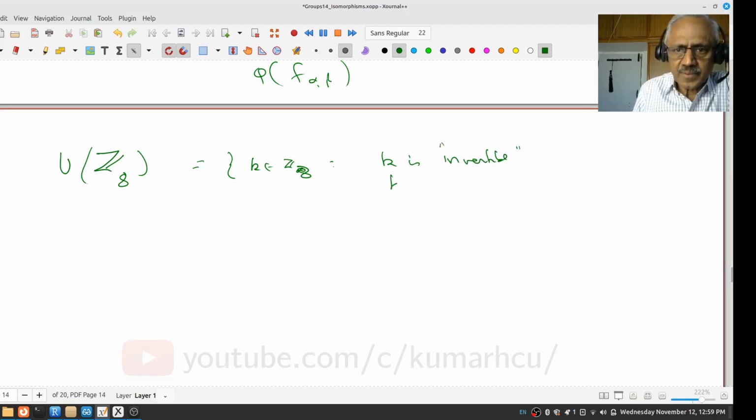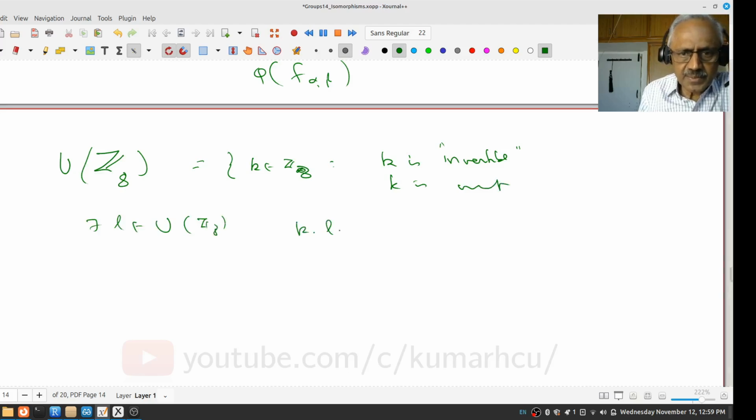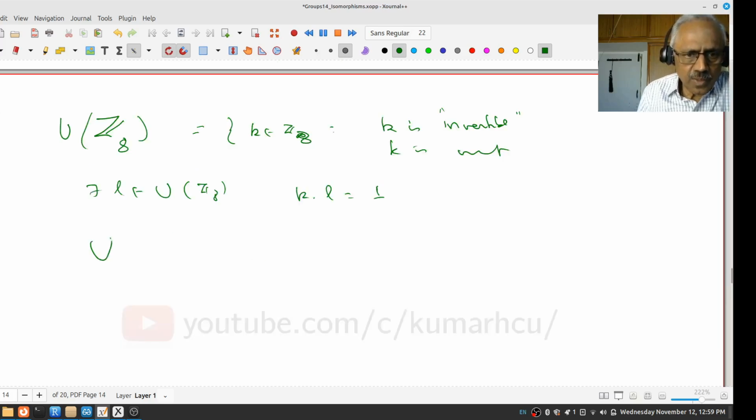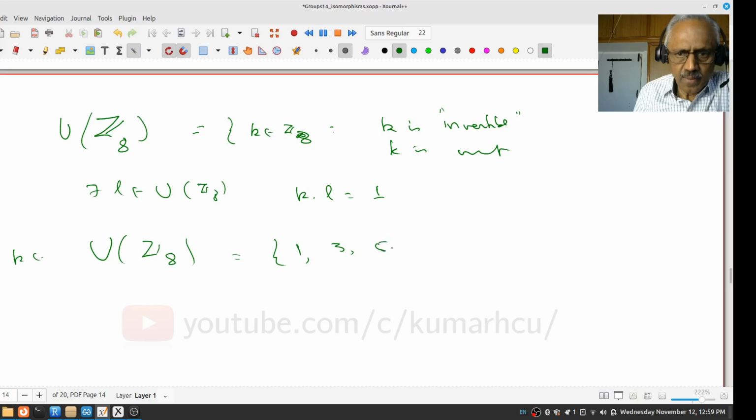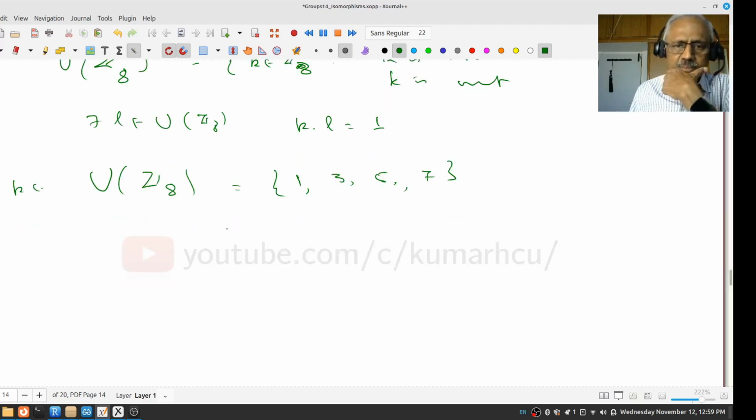Okay, this is a unit. What does it mean? There is an L in U of Z8 so that K times L is 1. So I hope all of you remember that an integer K, meaning the equivalence class, belongs to U of Z8 if and only if K and 8 are relatively prime. Therefore, this is nothing other than 1, 3, 5 and 7, right? And multiplication.